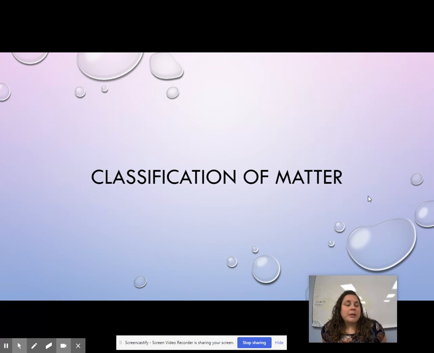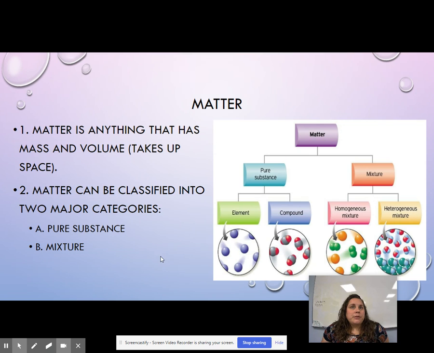So today we're going to talk about the classification of matter. First we're going to define matter. Matter is anything that has mass and volume. Another word or the definition for volume is that it takes up space, so pretty much everything we know is matter. Matter can be classified into two major categories.